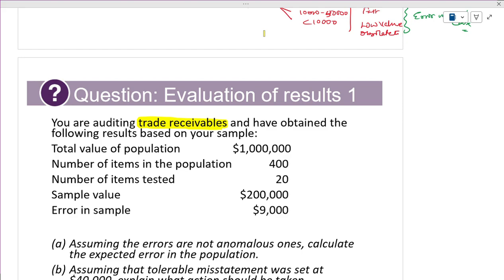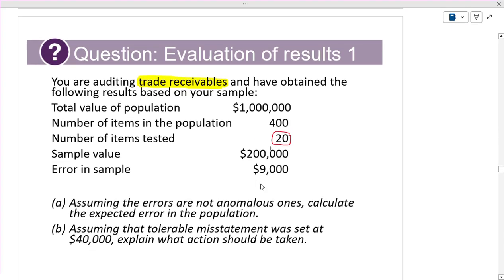If you are auditing receivables, understand the concept. Total population, total value of receivables is 1 million. Number of transactions is 400. How many transactions have we tested? We have tested only 20 transactions. What is the value of those transactions? 400 into 20, just check 400 times 20. It comes to 800. Maybe the sample value, we cannot go with this.